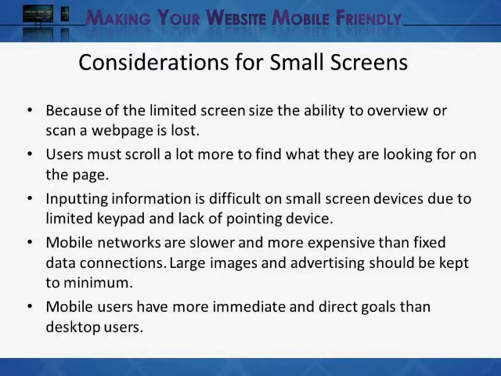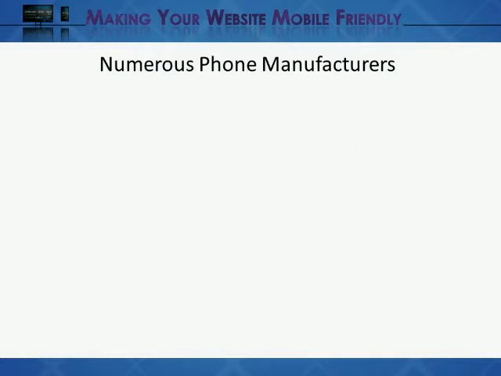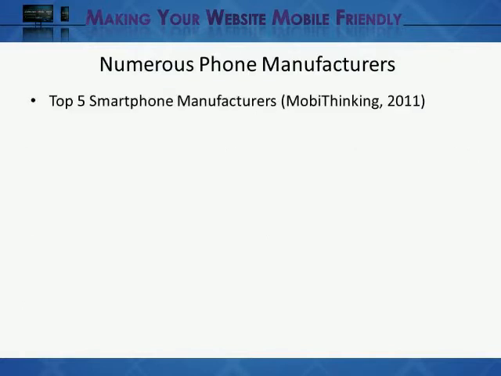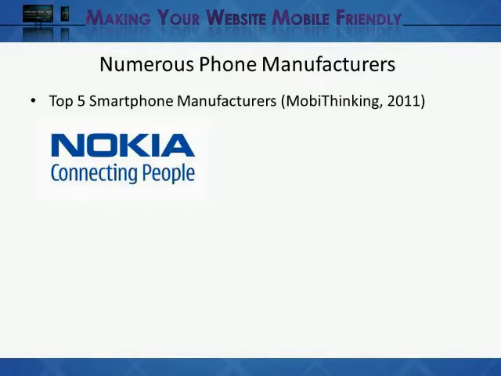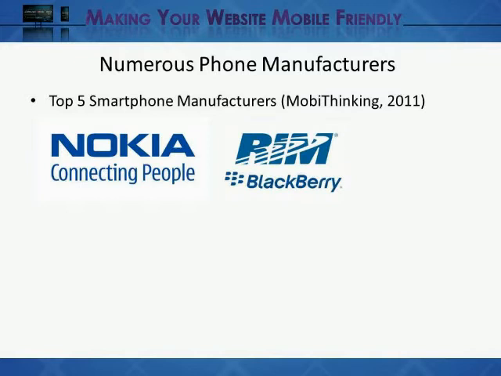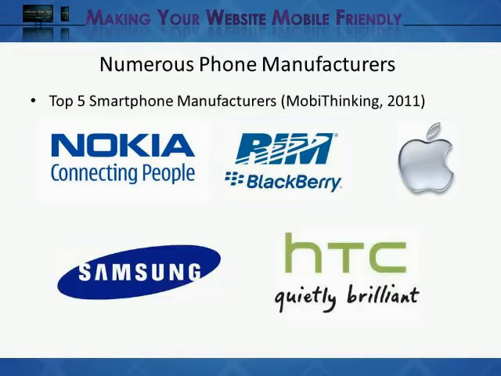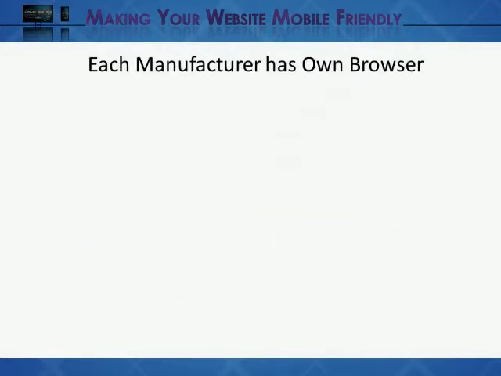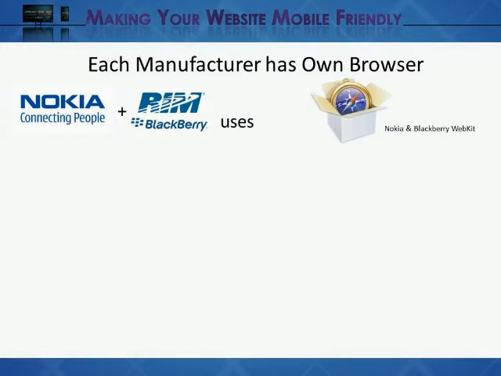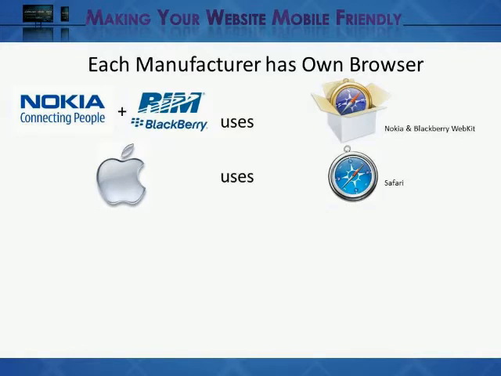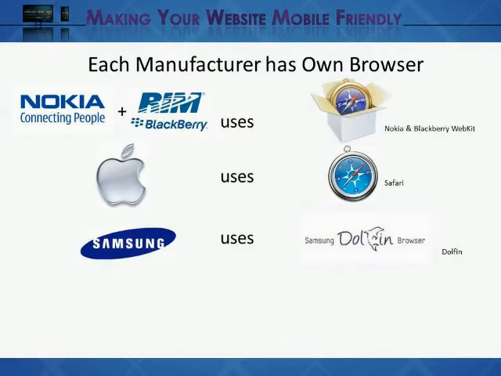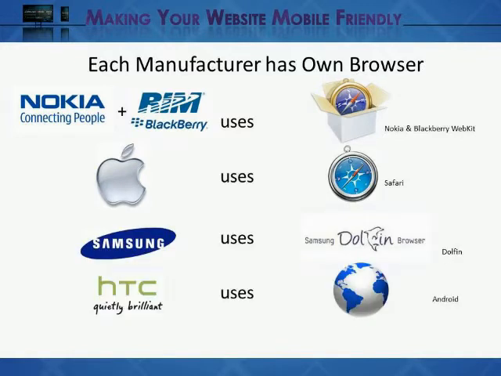users. In addition to these, we must consider the phone manufacturers. The top 5 being listed by MobiThinking 2011 are Nokia, RIM, the makers of BlackBerry, Apple, Samsung and HTC. Each of these manufacturers are affiliated with their own browser too. Nokia uses the Nokia WebKit, RIM uses the BlackBerry WebKit, Apple uses Safari, Samsung uses Dolphin, and HTC uses Android.